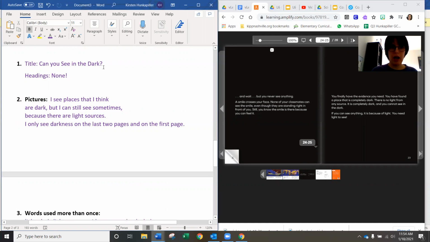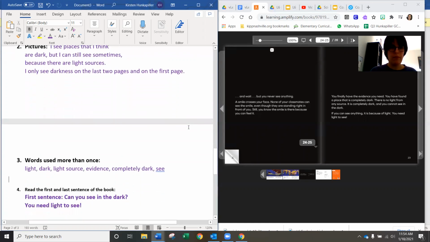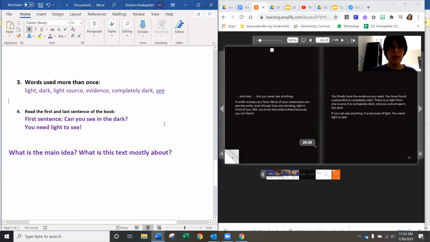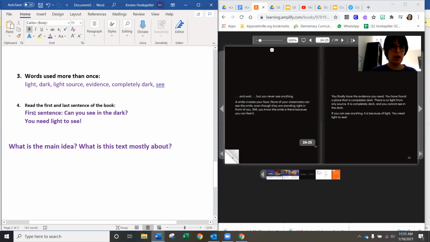Our title is, Can You See in the Dark? There are no headings. In the pictures, I see places that I think are dark, but I can still see sometimes because there are light sources. I only see darkness on the last 2 pages and on the first page. Words that are used more than once are the following: light, dark, light source, evidence, completely dark, and the word see. The first and last sentences of the book are, can you see in the dark? And the last sentence is, you need light to see.